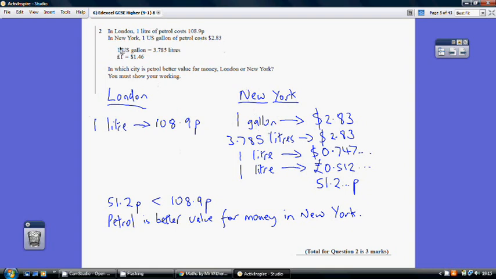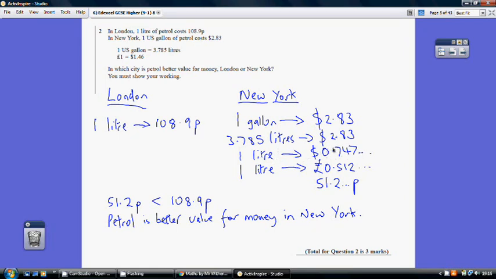So the first thing to take on board is 1 gallon is 3.785 litres. So this 1 gallon costing $2.83 is 3.785 litres costing $2.83. So if I want to get back to what 1 litre is, I've got to divide by 3.785. So 2.83 divided by 3.785 gives me $0.74 and a bit cents. So that's how much 1 litre costs.